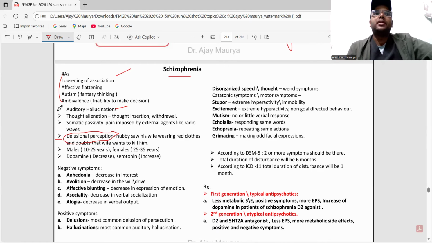Next one, the hallucination. Out of hallucination, which is most important? Auditory hallucination is the most common. These are the positive symptoms.